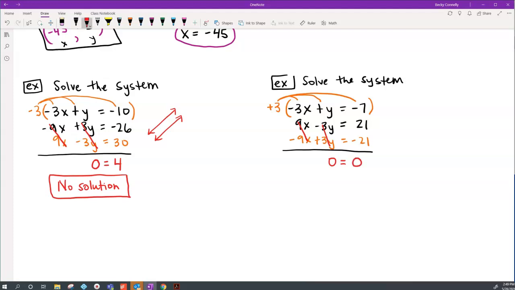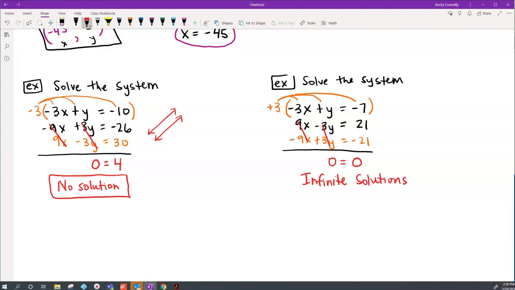So on something like this, I get 0 equals 0. This is not going to be a no solution, because this is a true statement. But what kind of solution is this? There are an infinite number of solutions. Yeah, exactly. Infinite solutions.